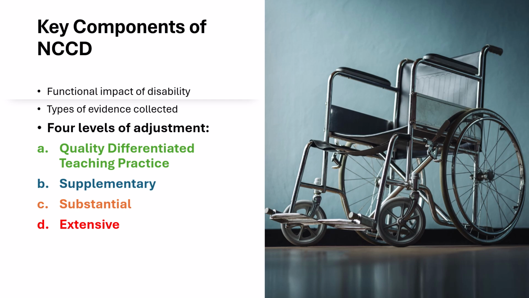So the key components of NCCD include the functional impact of disability, types of evidence collected, and there are 4 levels of adjustments that are explained by NCCD. The first one is quality differentiated teaching practice, QDTP, followed by supplementary, substantial and extensive levels of adjustment.